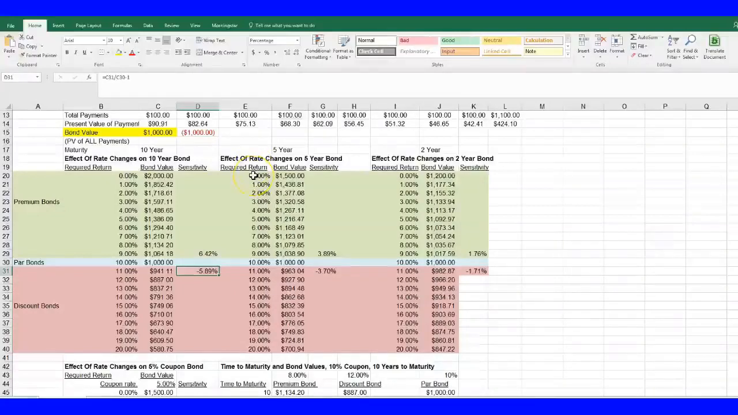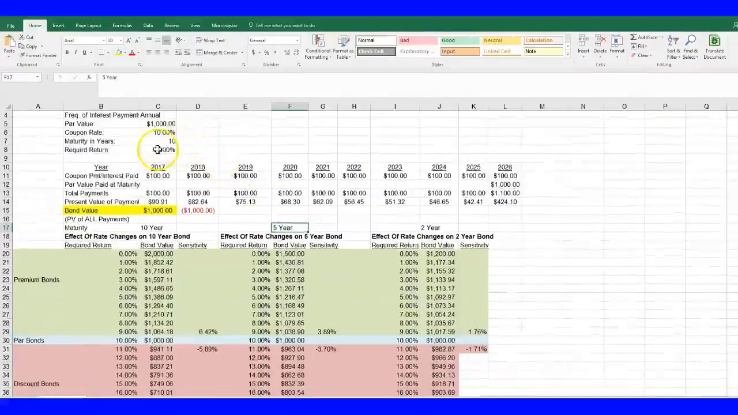Now, let's take a look at a bond with a 5-year maturity. So again, we have the same coupon rate of 10%.